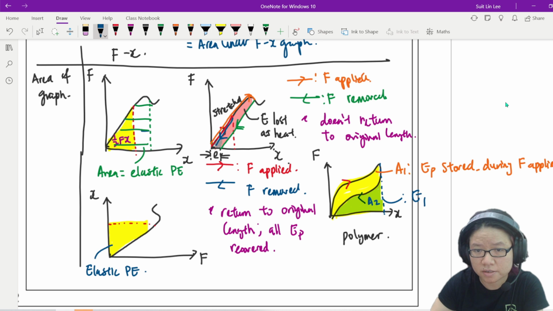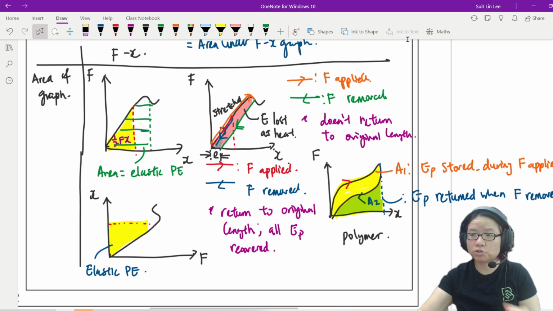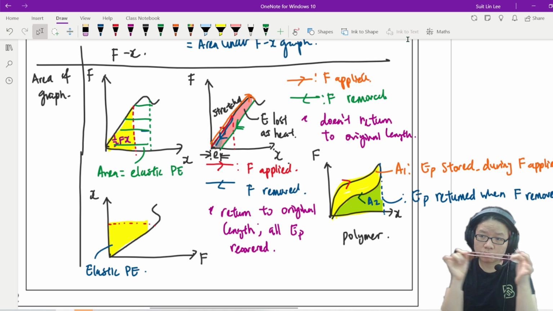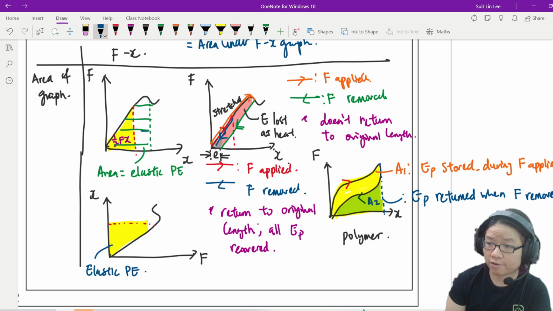This is potential energy returned when F is removed. Teacher, this one has no permanent extension. No. Sometimes with the graph, you stretch a rubber band, like me stretching my hair tie. Stretch, let go, and it goes back to the original shape. Okay? So the energy returns when F is removed.